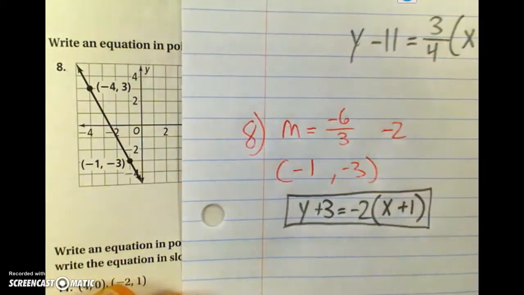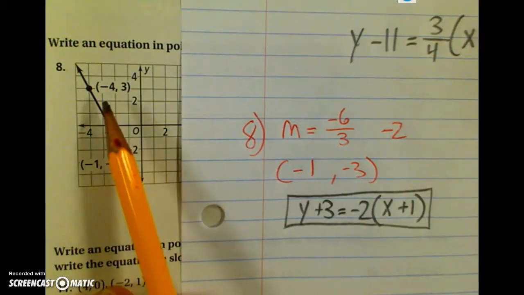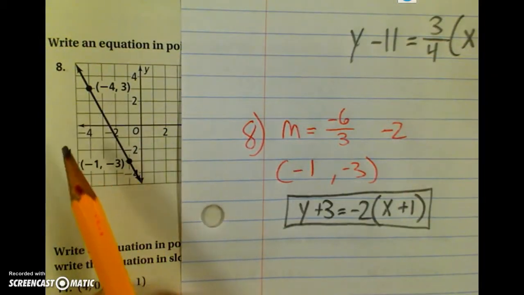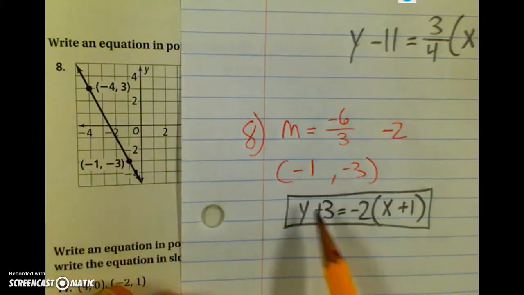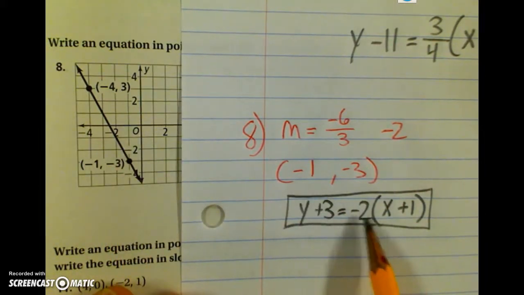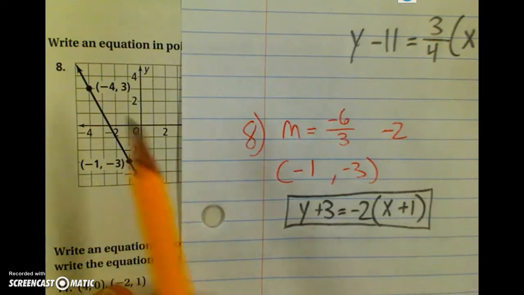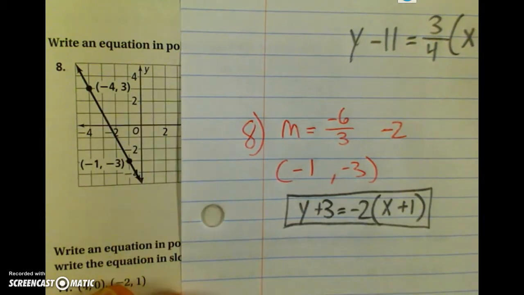Now, you could have used the other coordinate point. I could also have a y minus 3 and then with the same slope, and then x plus 4, if I would use this point. Either point works.